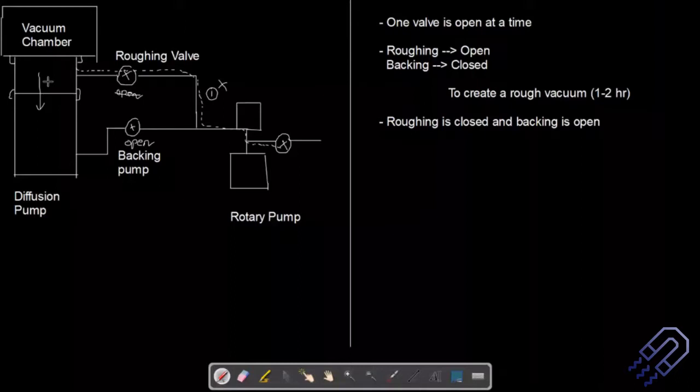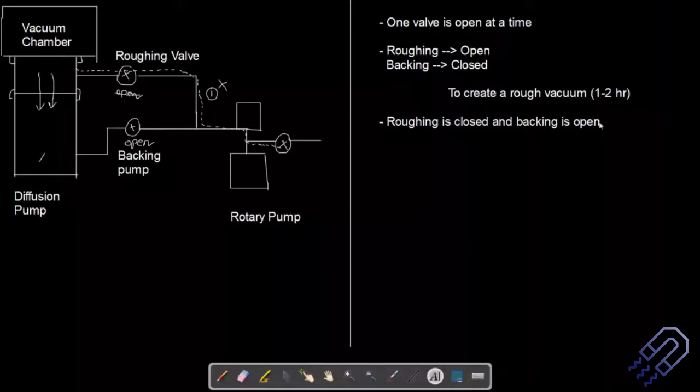When the remaining air is taken out, it needs to be expelled from the diffusion pump, and that's why the backing is open. So the rotary pump plays a role both before high vacuum is created and also during the process when high vacuum is created. In both cases it's important. This block diagram gives a very clear picture. So backing is opened.